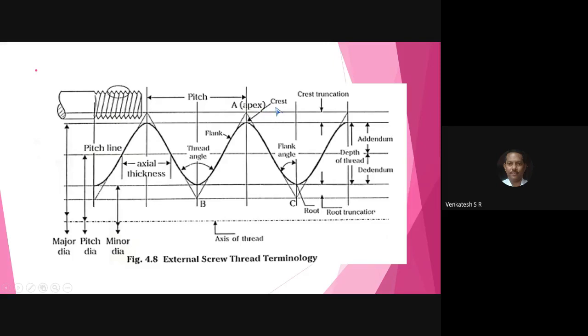Then the crest, flank surface, flank angle, and addendum, dedendum. The upper portion of the thread above the axis is addendum, the bottom portion is dedendum. These are the elements you have to measure in the screw thread using a screw thread pitch gauge or profile projector.